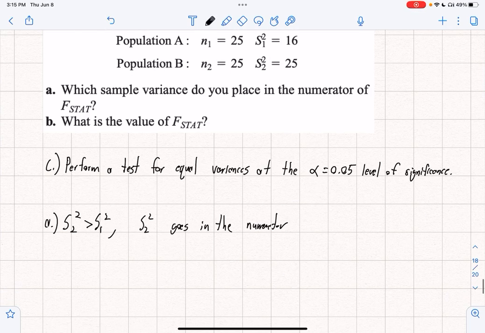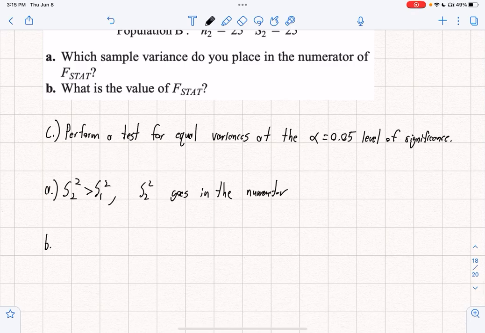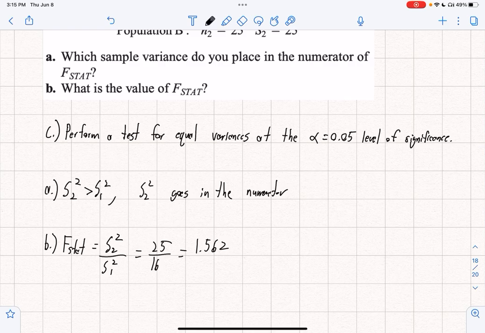Okay, B, what is the value of the F-stat? The bigger one is s2, so we're going to do s2 squared over s1 squared, or 25 over 16, which is 1.562. And then part C, perform a test for equal variances using alpha 0.05.